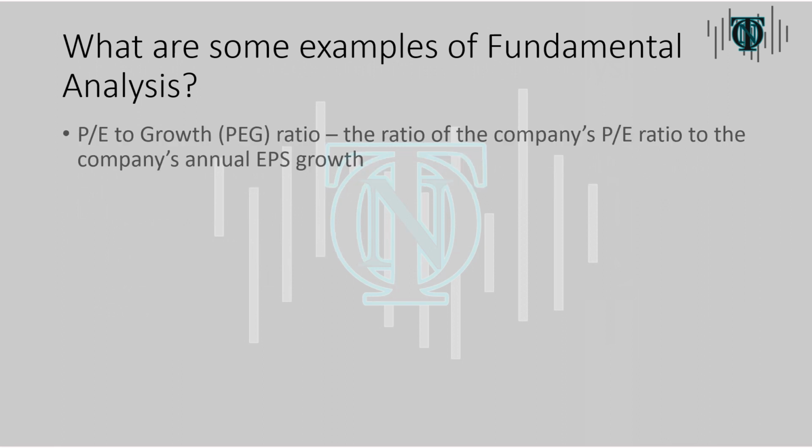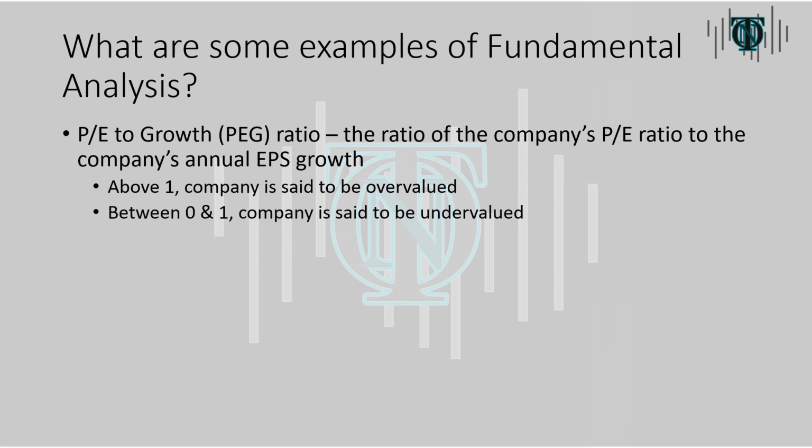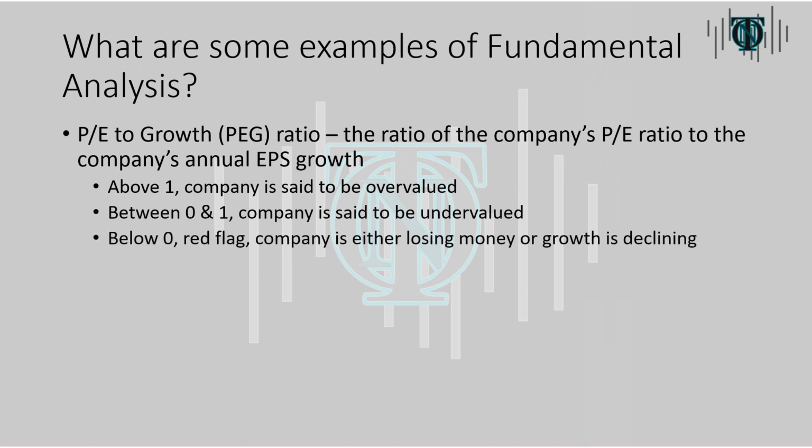Now, the P/E to growth or PEG ratio is another common practice of fundamental analysis. And this is the ratio of the company's P/E ratio to the company's annual earnings per share growth. If it is above 1, the company is said to be overvalued. If it's between 0 and 1, the company is said to be undervalued. If it's below 0, that's a pretty big red flag. Either the company is losing money or the growth is declining.